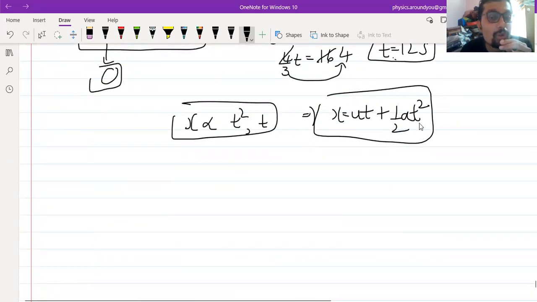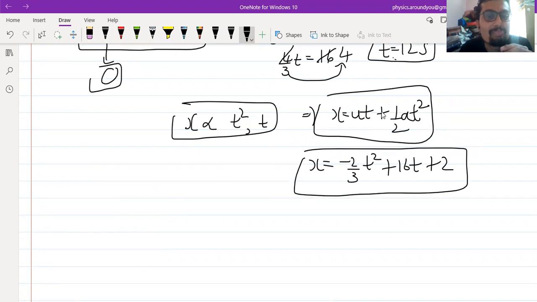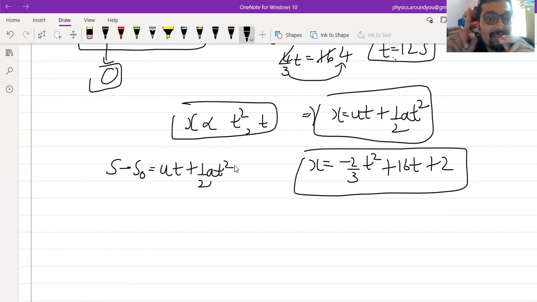What is the only difference? Here, there is no constant term. There we have a constant term. Can you compare this? Immediately when you try to compare these two, what was the original equation which we had got while derivation? If you remember, it had something like this: s minus s naught is equal to ut plus half at square. Remember the board derivation?